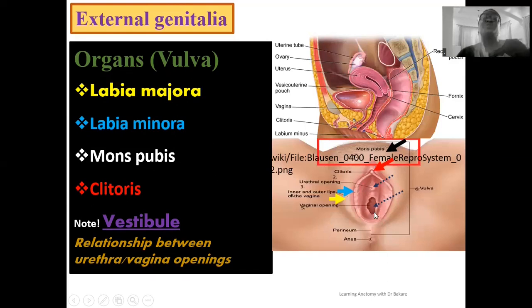It's good for us to highlight this, that within the vestibule, we have two openings. At the anterior region, we have the opening for the urethra, which of course allows for the passage of urine. And posteriorly, we have the opening of the vagina, which creates the site through which the penis is introduced into the female reproductive tract. It also creates an allowance for the passage of the fetus.